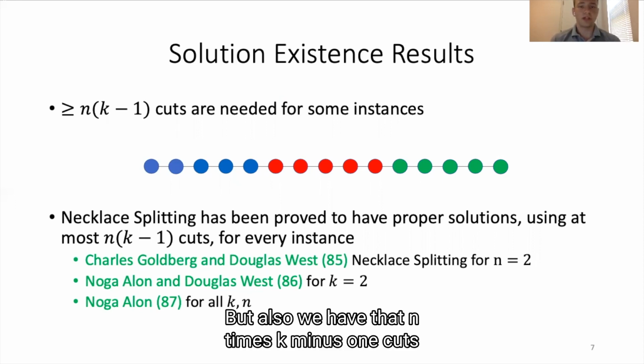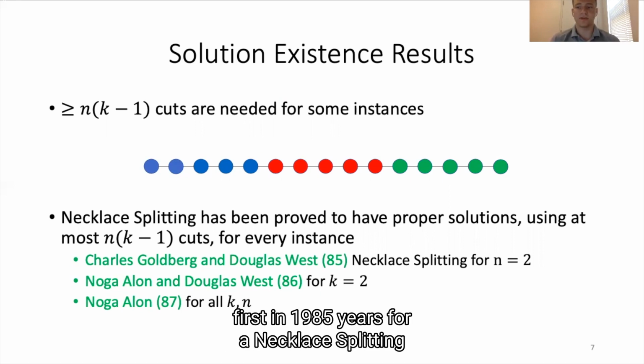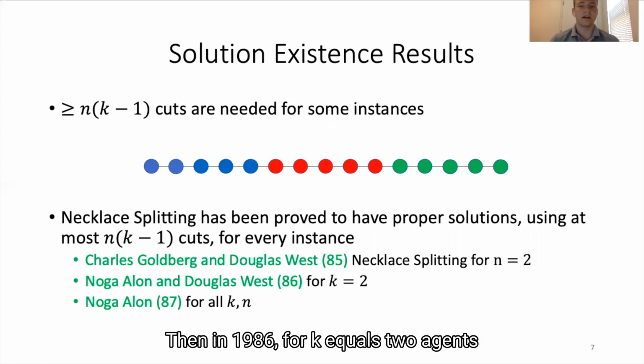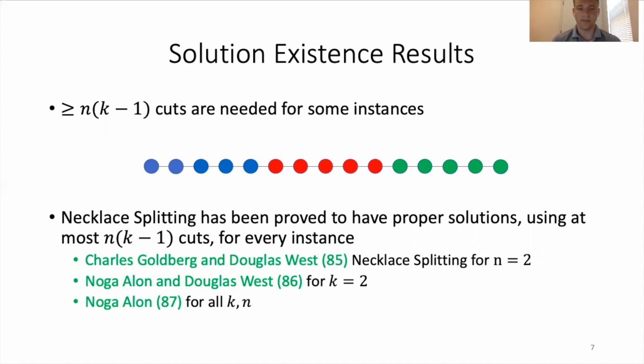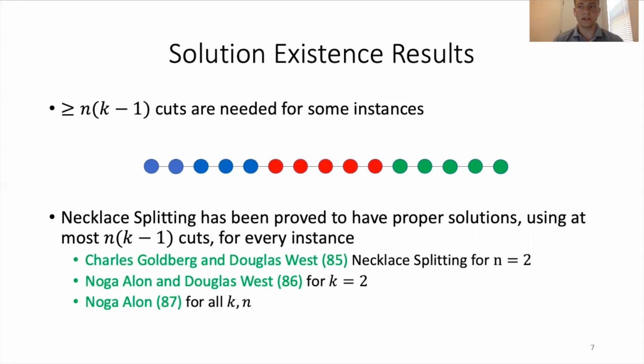But we also have that n times k minus 1 cuts suffice in every instance. This was proved in a series of papers. First in 1985, it was proved for necklace splitting for n equals 2 colors. Then in 1986 for k equals 2 agents. And then Noga Alon in 1987 proved the problem for all values of k and n.